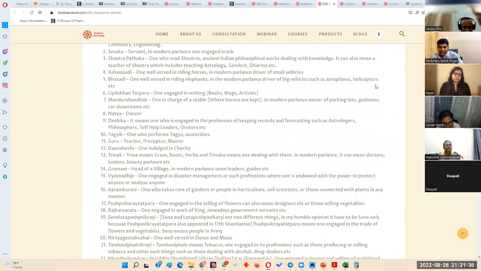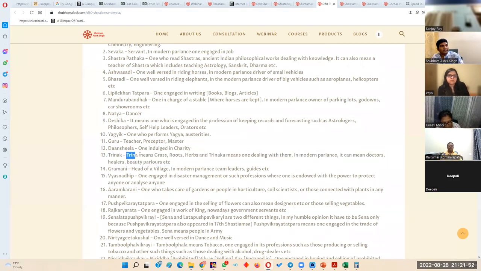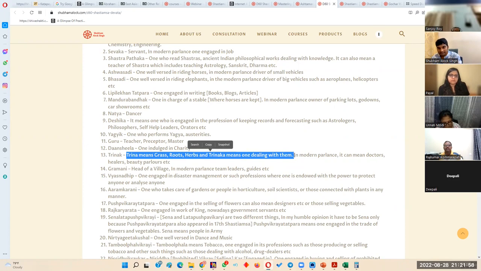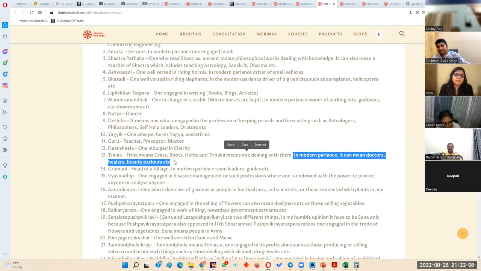And what I have done once again with my traditional method, the translation is not grammatically correct. The translation is astrologically correct. So Trinak means someone who is picking up grass. Trina means grass, roots, herbs, and Trinak means one dealing with them. The translation should be one picking them. But I have added one dealing with them, and I have then added that in modern parlance, it can mean doctors, healers, beauty parlors, etc. Right? So this is what I have added extra. And this is something that you should not miss. And because it is available for free, why miss it? So this article you should refer to.